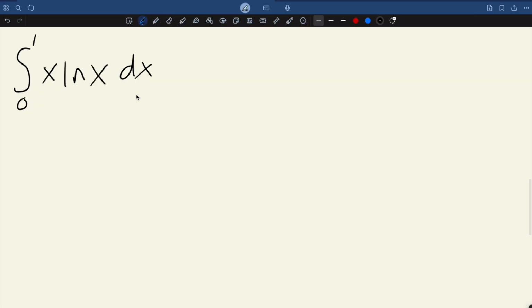So we need to see that x ln x at 1 would be 1 ln 1, that would just be 0, all right? But if we do 0 ln of 0, that's not defined because ln of 0 is not defined. All right, so the first thing we want to do is make this 0 into terms of t, okay?